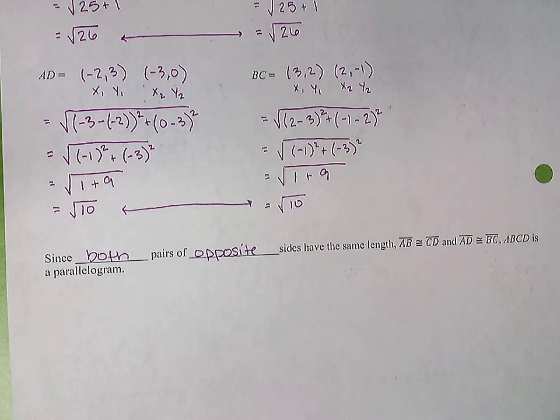Okay, so that's using, on the front we use the slope, on the back we use distance. You want to make sure your opposite sides are congruent or have the same slope. Okay, if they do, it's a parallelogram. If they don't, then it's not.